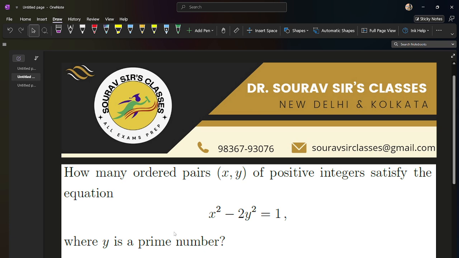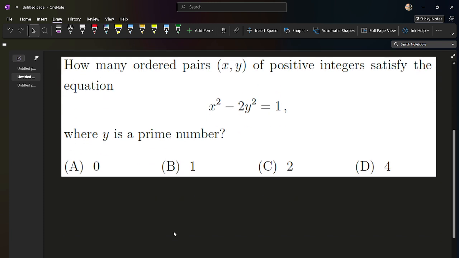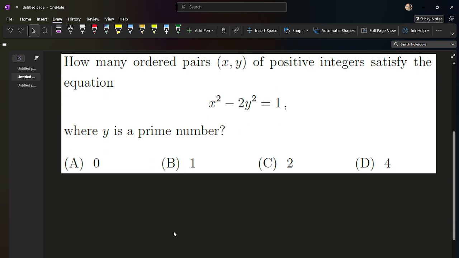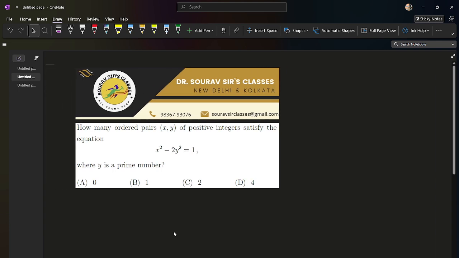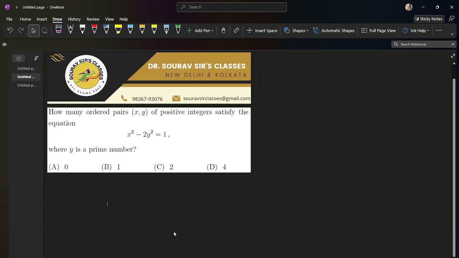Okay, thank you guys. So now we are going to solve a mathematical problem which appeared in the ISI MTech QROR 2024, and the question is from the MCQ section. The question asks how many ordered pairs x, y of positive integers satisfy the equation x square minus 2y square equals 1, where y is a prime number. So this is a classic example of Pell's equation. This is a very easy question if you know Pell's equation.